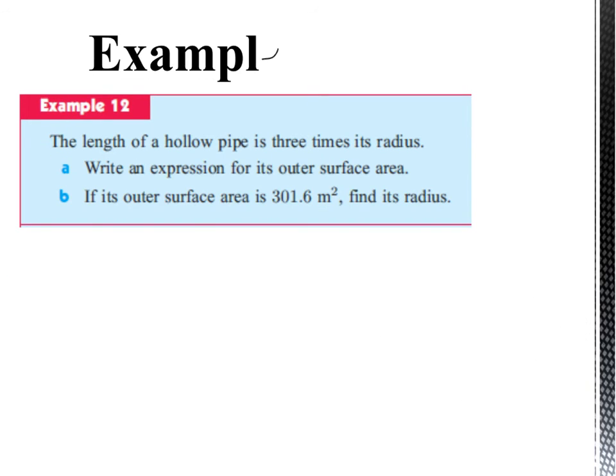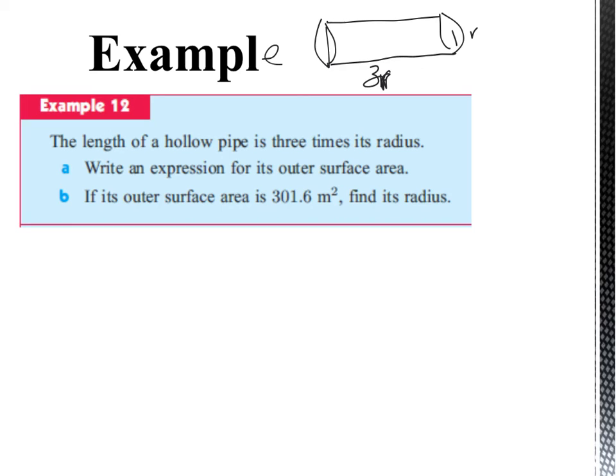Then our last example for this PowerPoint, we have the length of a hollow pipe. So again, it's hollow. So if we draw this hollow pipe, and the length is 3 times the radius, we'll say that the radius is r, and then the length, or the height, is 3r, because it's 3 times the radius.